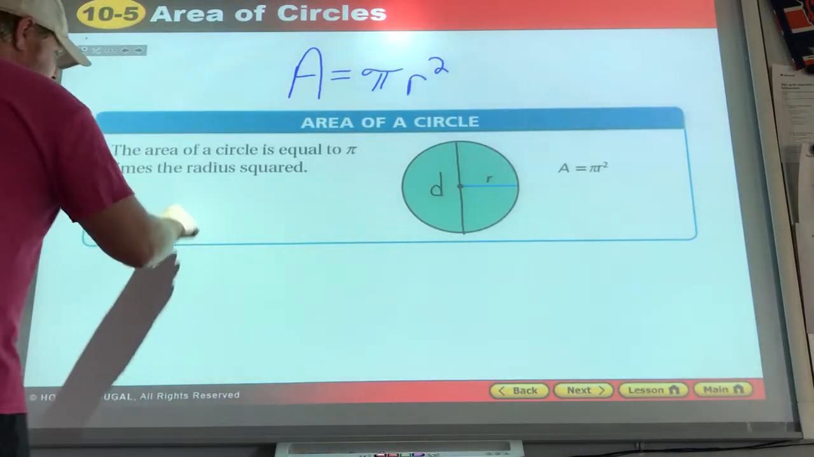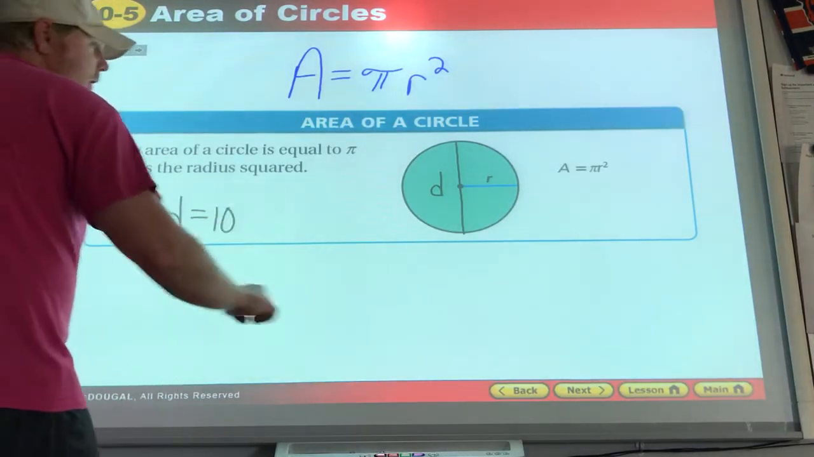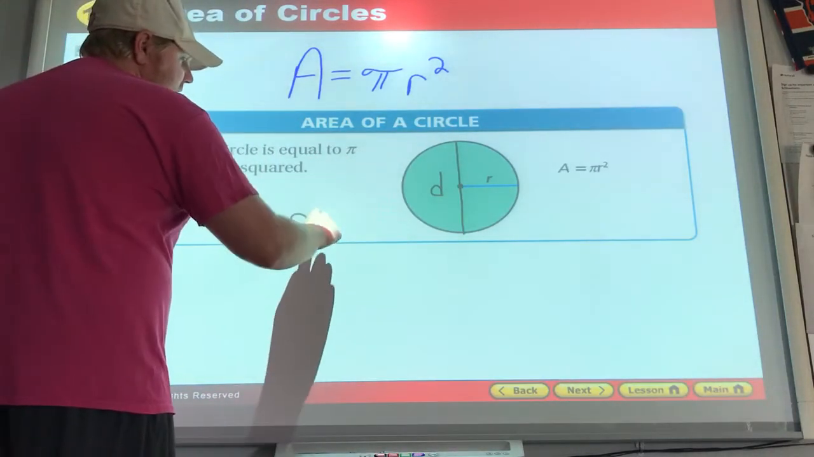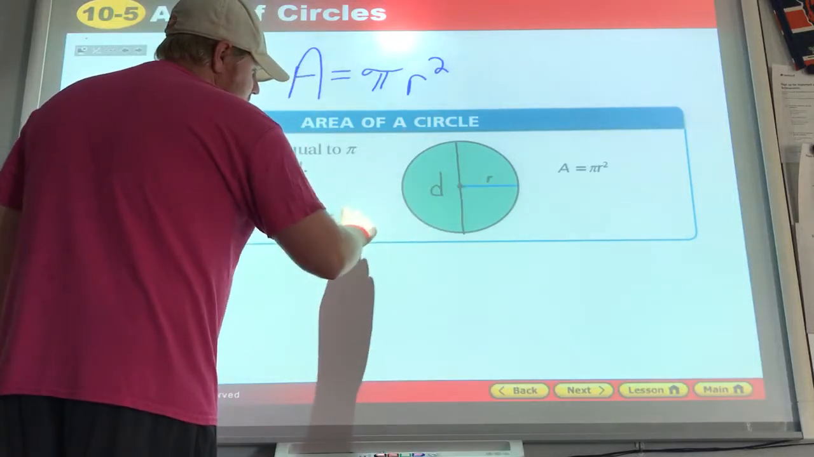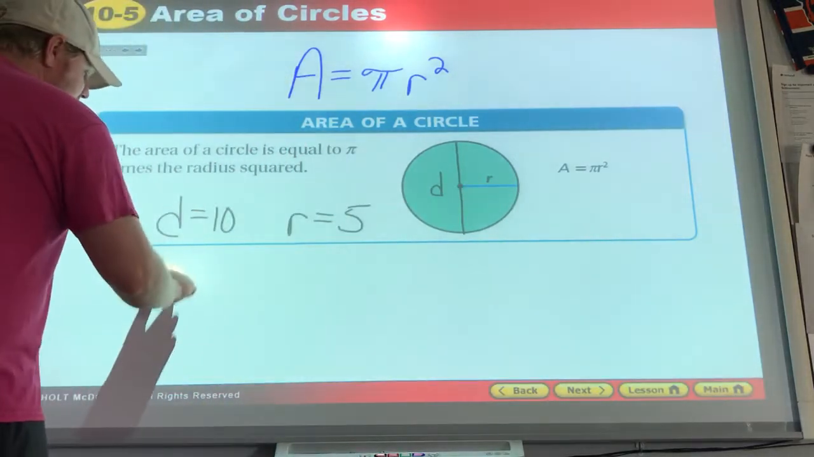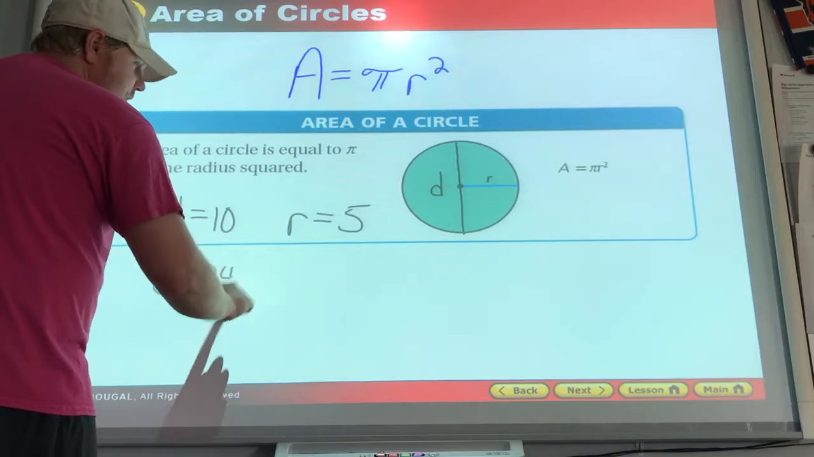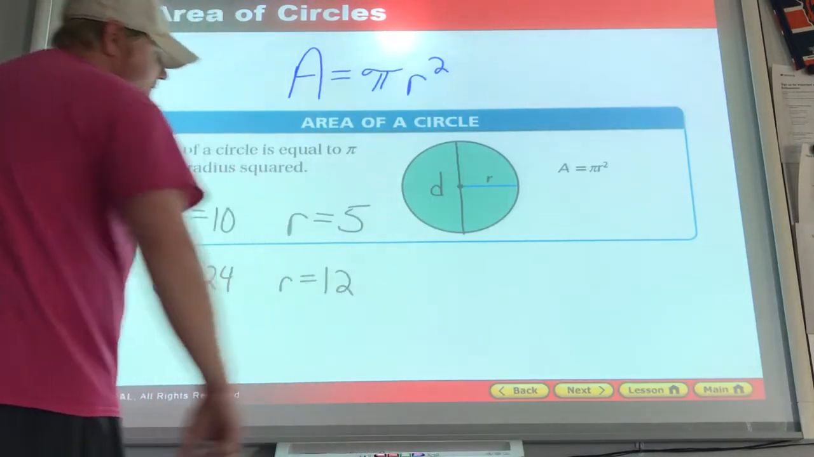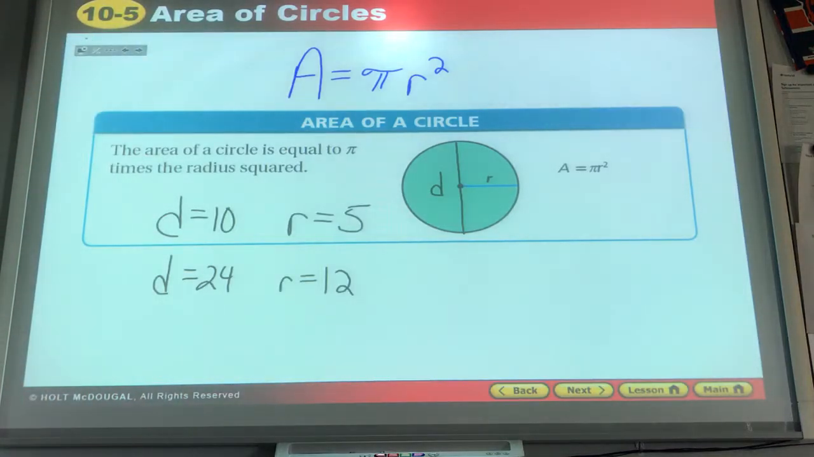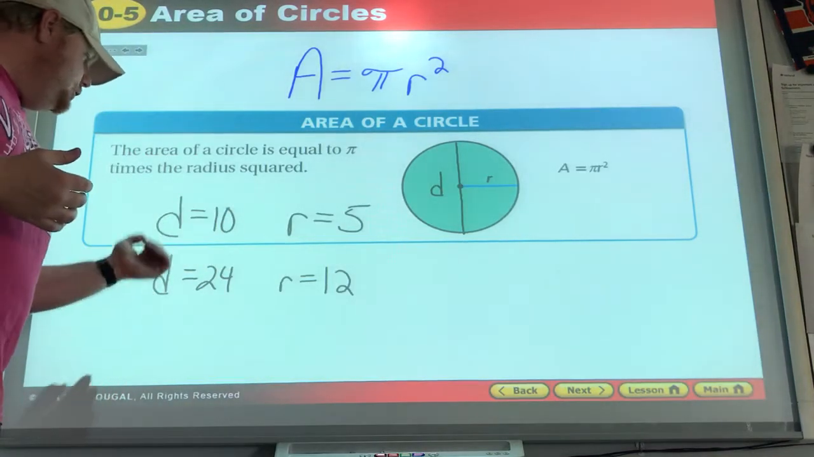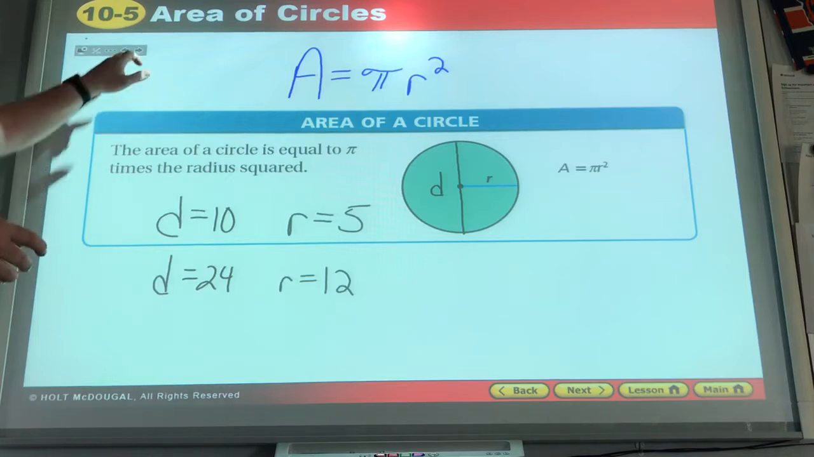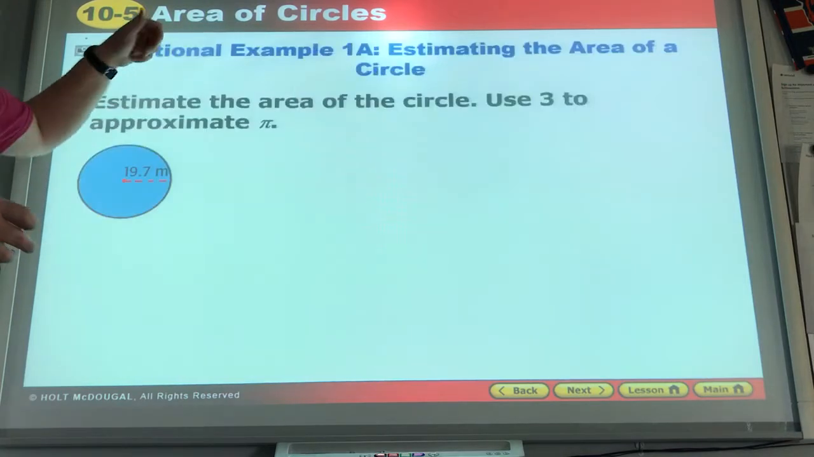So if you have a diameter of 10, from here all the way to there is 10, your radius is going to be half of that because it only goes half as far, so your radius is going to be 5. If your diameter is 24, your radius is only going to be half of that, it's 12. Diameter is twice radius, or radius is half of the diameter. You need to remember that. That's a common sense thing that math people need to know.